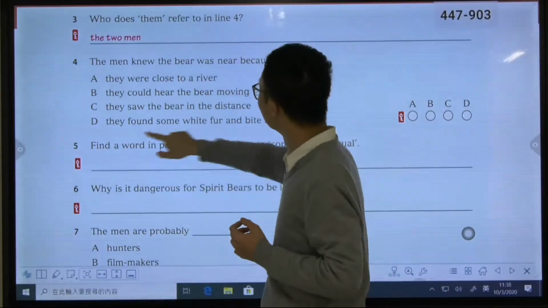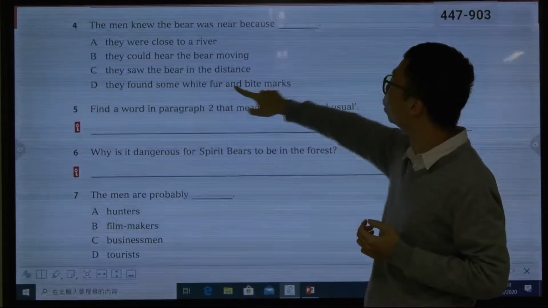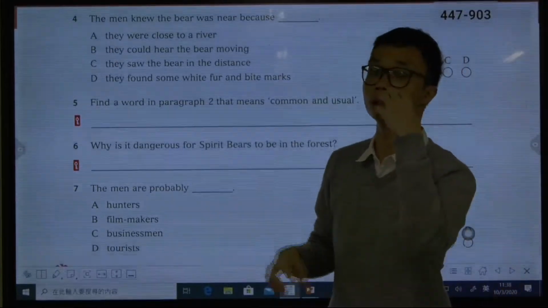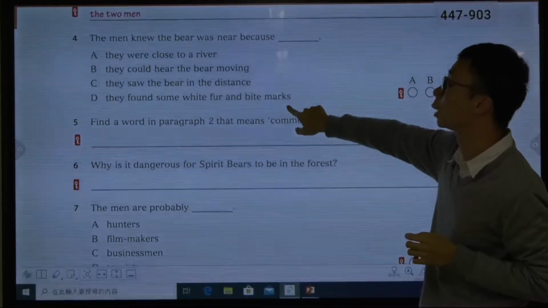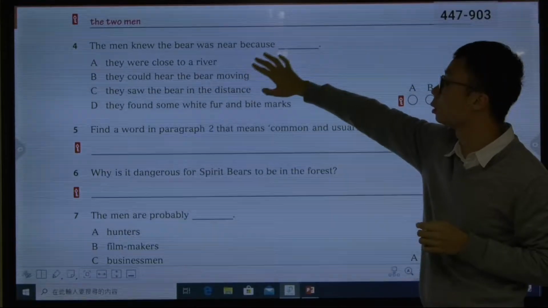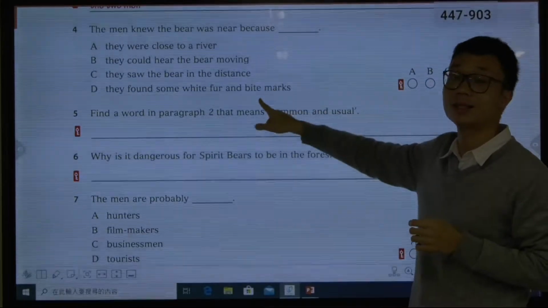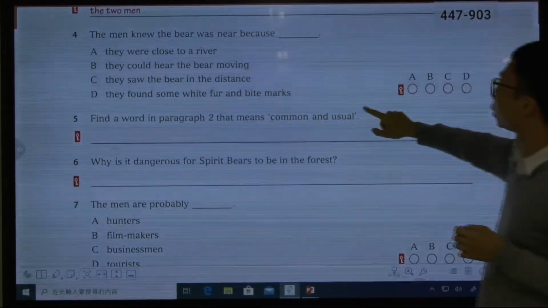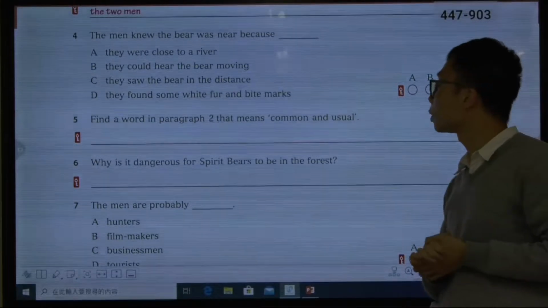So you know this one is not it. The words white fur and bite marks: they talk about the bark, and it's being bitten. So this is the one, the true, actual answer. They were close to a river only means they're talking about a distant location. But the true right answer is something that distinctively shows where the bear was located. So the answer here is B: they found some white fur and bite marks.